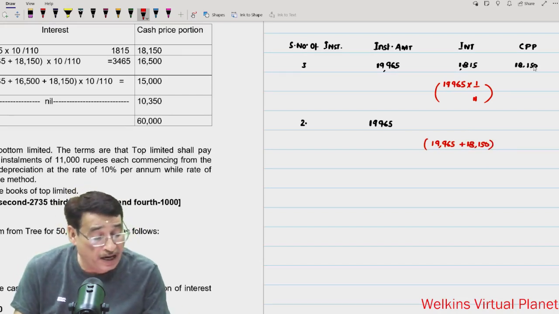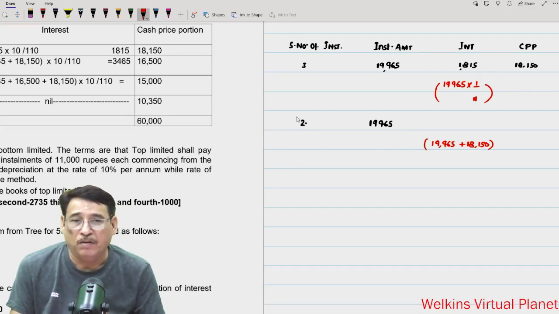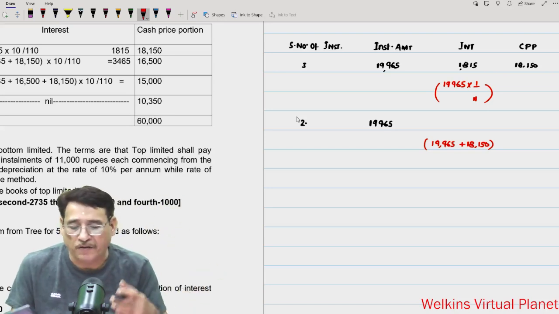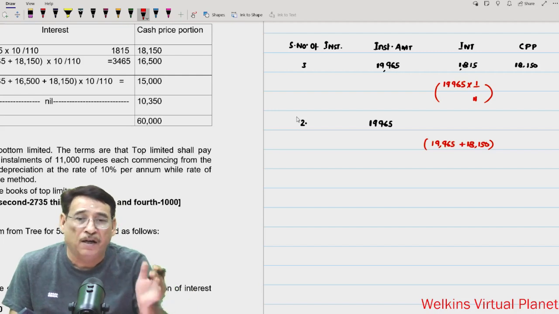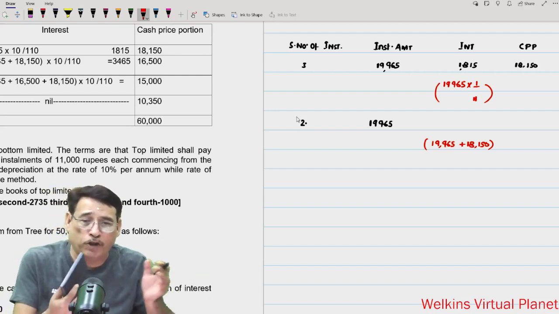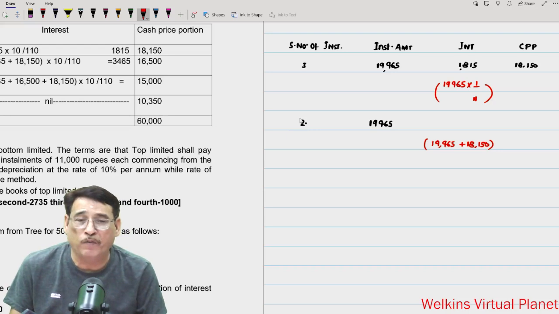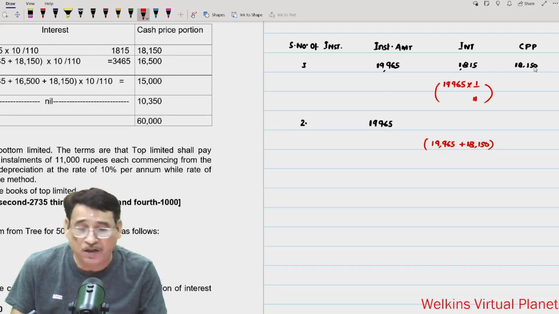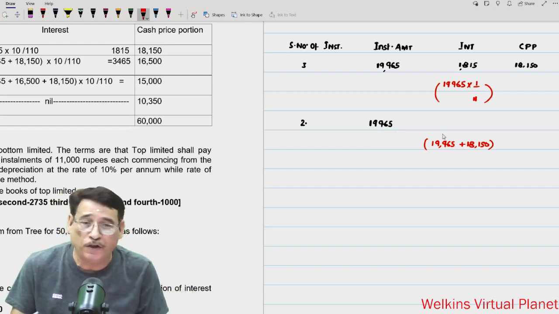Why I am supposed to add cash price portion again to it? Because remember one thing, when I am at the end of the second year, correct? The interest is always computed on the balance amount. For example, in the earlier cases, from the cash price, we subtract down payment and whatever balance is there, that balance reflects the total payment which we are supposed to receive in the next 3 years, 2 years, or whatever it is. Similarly, now, at this moment, we are at the end of the second year. At the end of the second year, that means we haven't paid the third installment. So interest will also be computed on the third installment. Interest is always computed on the balance.